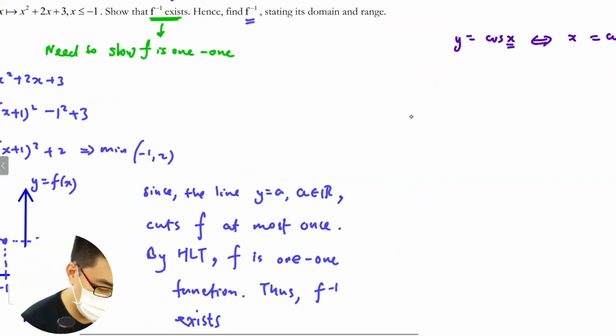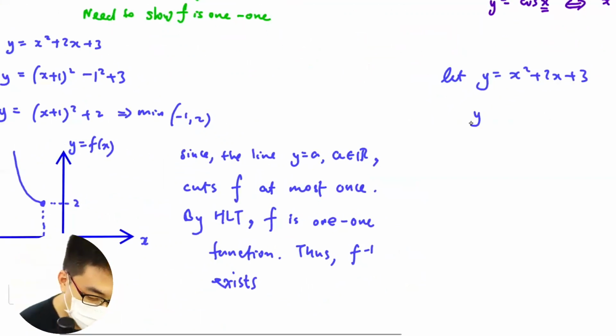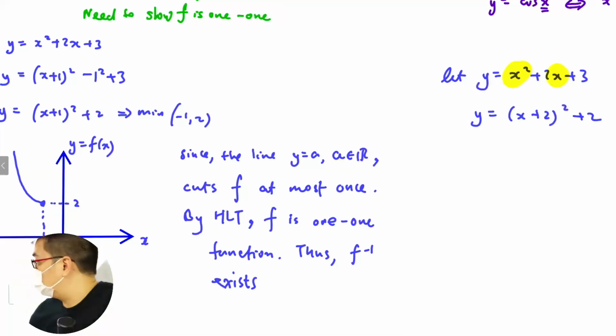you just let y equals to x squared plus 2x plus 3. But like I said, you can't make x a subject like that. You make it the subject by completing the square. That's why you make it completed the square form. Completing the square form can combine the x squared and x term together. That's the reason why completing the square is so important.